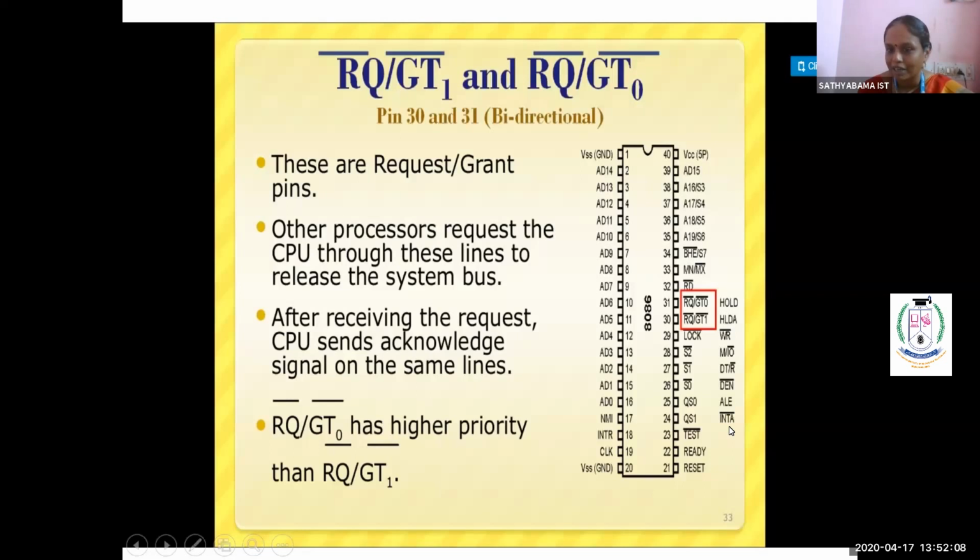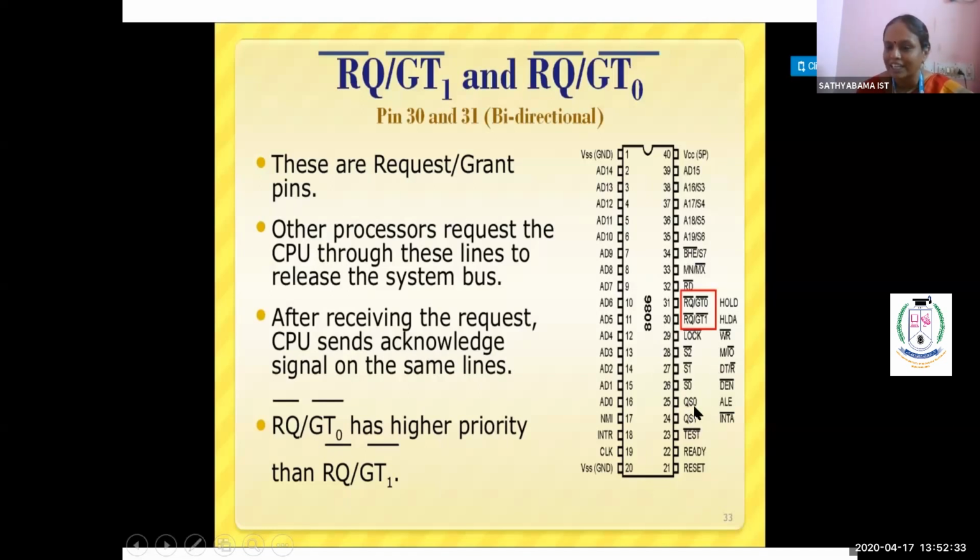Pin 24, INTA bar. In minimum mode, you see INTA bar, interrupt acknowledgement. ALE, address latch enable. DEN bar, data enable. DT/R bar, data transmit, data receive. M/IO bar, memory or IO operation. WR bar, RD bar. HLDA, hold acknowledgement. HOLD, hold request. Okay. And apart from that, we have 8 more signals for maximum mode.